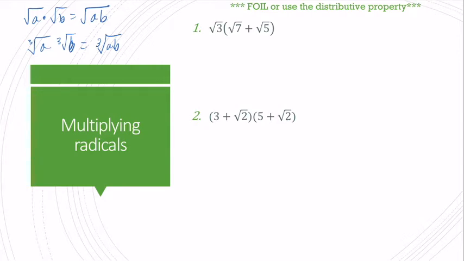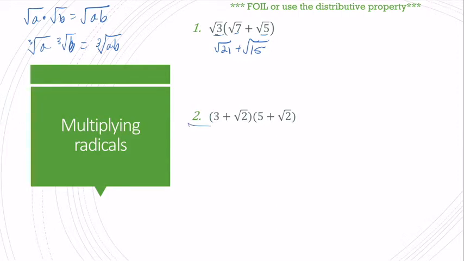If I have the square root of 3 times the square root of 7 plus 5, that becomes the square root of 3 times 7, which is 21, plus the square root of 3 times 5, which is 15. I can't simplify what's under the radical any further, and they aren't the same radicand, so I can't add them.